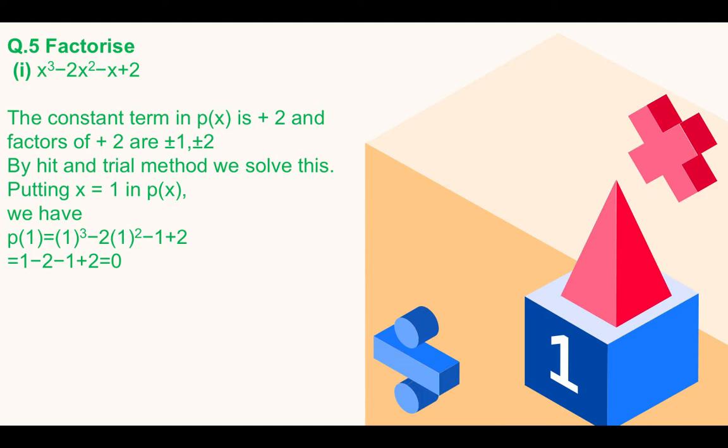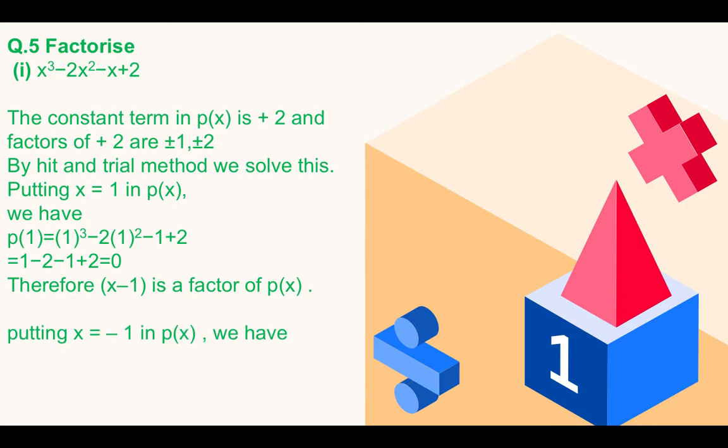So since P of 1 is 0, by the remainder theorem or by the factor theorem, you have seen both these theorems, we can conclude that since P of 1 is 0, therefore x minus 1 is a factor of the given polynomial P of x. So hope you all remember the factor theorem. If you don't remember, you can go back to the previous videos.